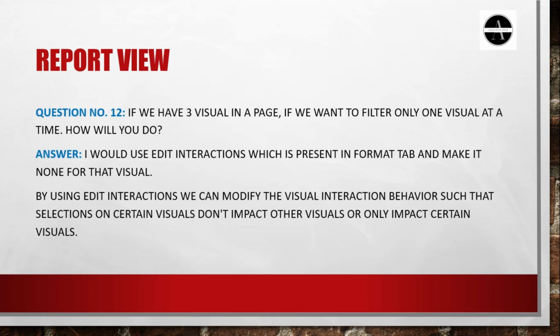Next question. Sometimes the interviewer may ask you a scenario-based question like this. If we have 3 visuals in a page and you want to filter only one visual at a time, how will you do it? Then you can say that I would use the edit interactions, which is present in the format tab, and make it none for that visual. By using edit interactions, we can modify the visual interaction behavior such that selection on certain visuals doesn't impact the other visuals, or only impacts certain visuals.